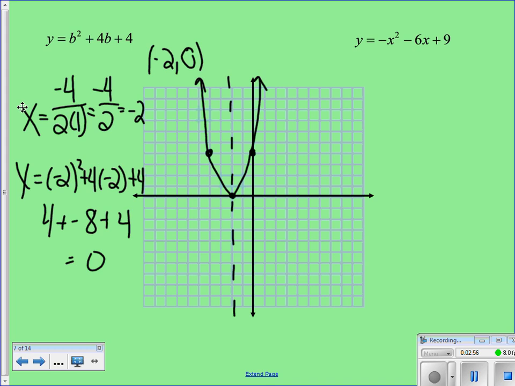So I want you to try number 2. You might get a double root, you might not. Make a note to yourself: is what you have a double root or not? Okay, so go ahead and pause the video and try that.